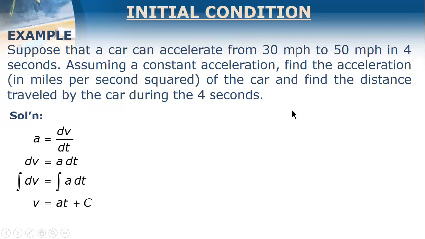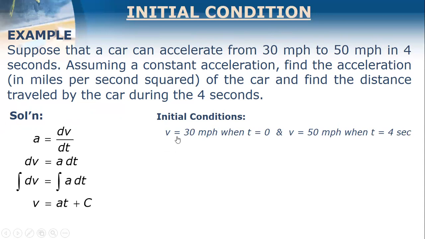And since we have two unknowns, we have two conditions. The initial condition is when t is equal to 0, the velocity is 30 miles per hour. This will be our reference. So 30 miles per hour is when t is equal to 0, and after 4 seconds, the velocity becomes 50 miles per hour. Okay, so these are our initial conditions. Velocity is 30 miles per hour when t is equal to 0, and the second one is velocity is 50 miles per hour when t is equal to 4 seconds.